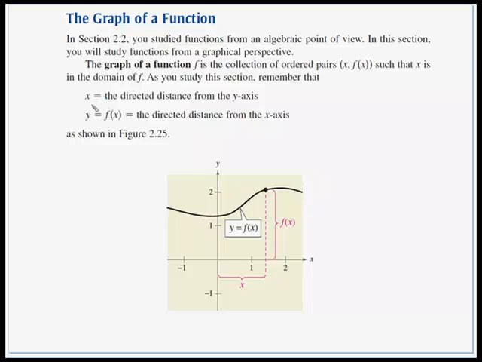As you study this section, remember that x is the directed distance from the y-axis, and y, or f of x, is the directed distance from the x-axis. Like here, if we have this point, we'll call it 1.3 comma 2, just to give it a number. The x-coordinate is how far you are away from the y-axis. So this x-coordinate of 1.3 means we're that far away from the y-axis. And y, or f of x, the second part of the ordered pair, is our directed distance from the x-axis. So here our y value is 2. That means it's a distance of 2 to the x-axis. And it says directed distance, that could be positive or negative.